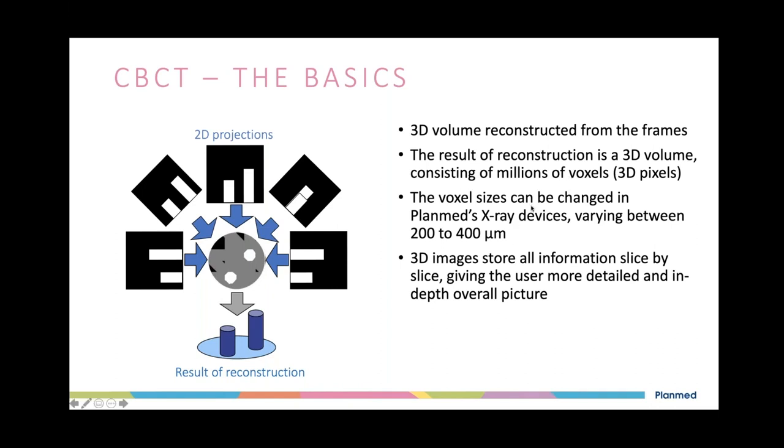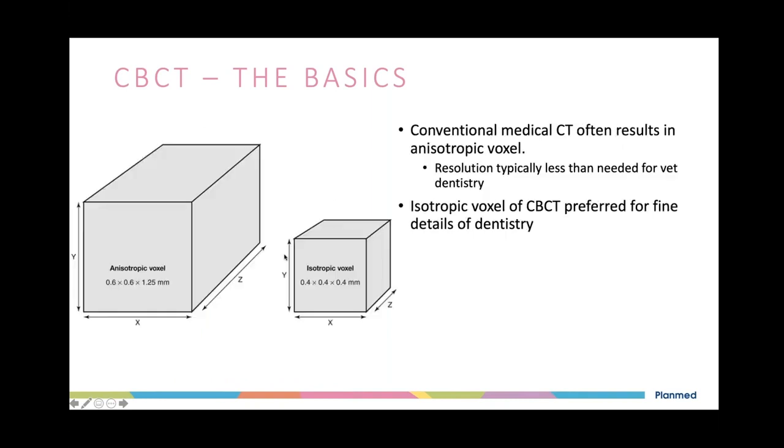The voxel sizes can be changed, varying in our particular machine anywhere from 200 to 400 microns, or micrometers. Remember that there are 1,000 microns in a millimeter, so it's a very, very small measurement. The human hair is somewhere between 40 and 70 microns. That gives you a little bit of relativity of understanding. And the 3D images store all the information slice by slice, which allows the computer to understand where everything is.